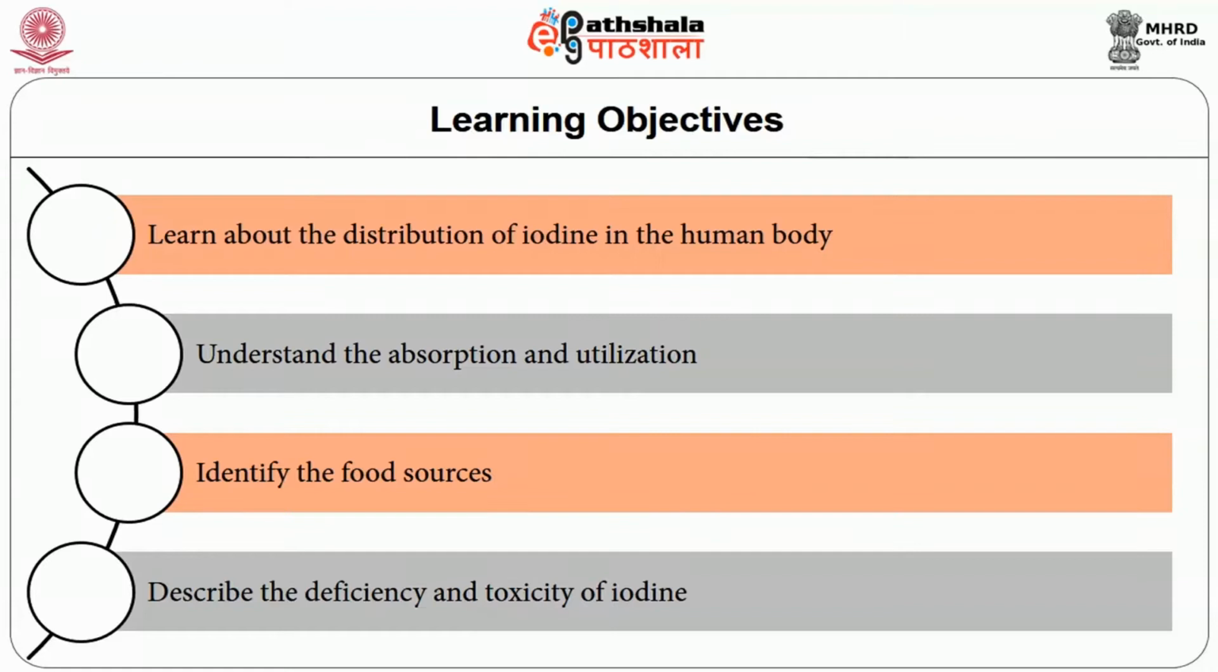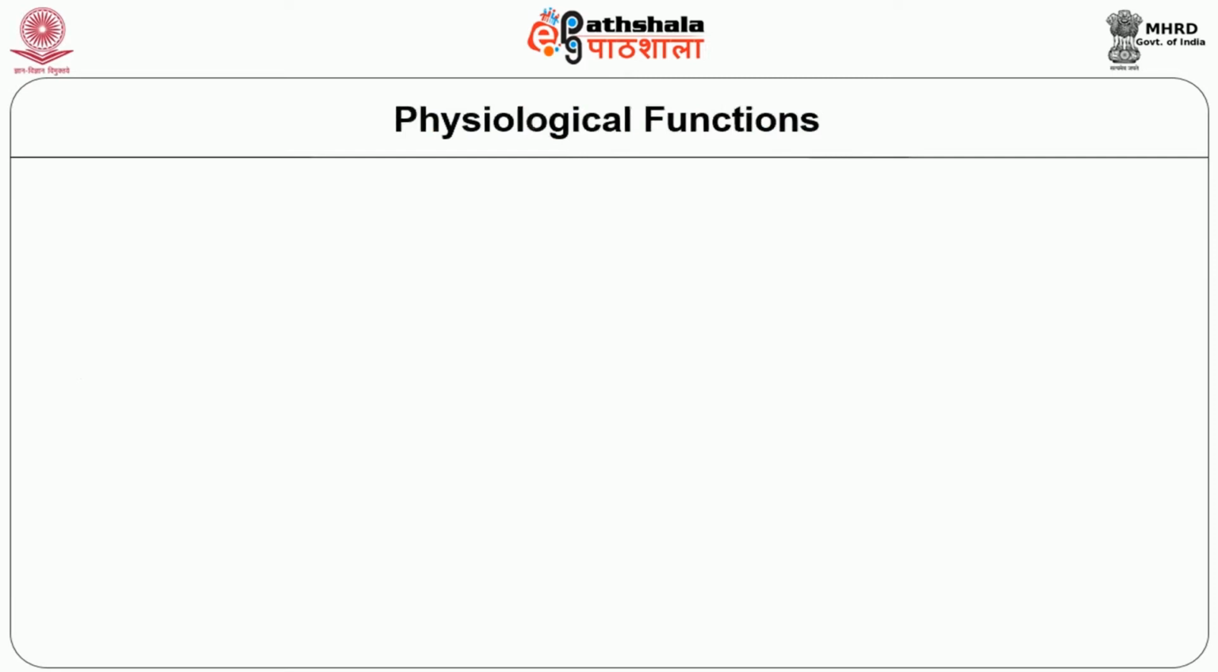Objectives. After reading this episode, you will be able to learn about the distribution of iodine in the human body, understand the absorption and utilization, identify the food sources, and describe the deficiency and toxicity of iodine. Let us start with the biological role of iodine.